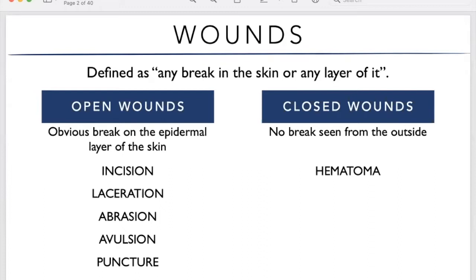Now, going into the closed wounds, wala kang makikitang break from the outside, but a certain deeper layer of the skin has been broken. The most common type of a closed wound would be a hematoma, wherein there could be a break of the dermis, wherein hair follicles and blood vessels and nerves are located. So there would be breakage of those blood vessels or any form of vascularity in that area, and that will cause a hematoma or what we call the pasa, right?